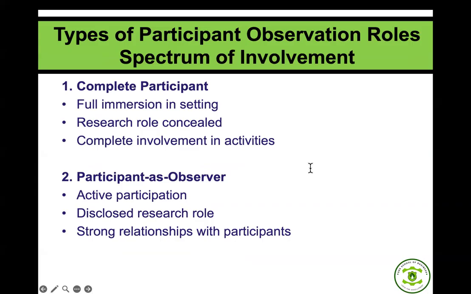Now, to continue our lecture, I want us to examine two key positions in terms of what we refer to as the spectrum of involvement. The first one I want us to look at is the complete participant. We are considering this in the context of types of participant observation roles. The first one is the complete participant. This researcher goes undercover, fully immersed in the setting without revealing their research agenda.